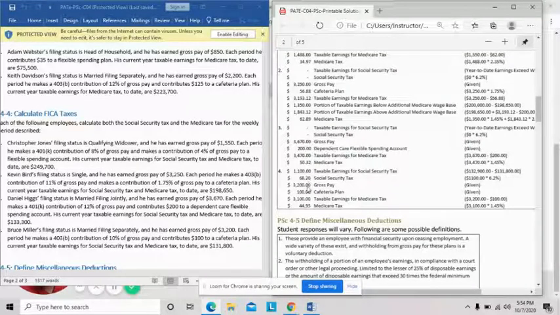To find the gross pay, that's given, $3,200. To find the cafeteria plan, that's given here too, $100. To find the taxable earnings for Medicare tax, we take $3,200 minus $100, you get $3,100. And then the $3,100 times 1.45% to find the Medicare tax of $44.95.